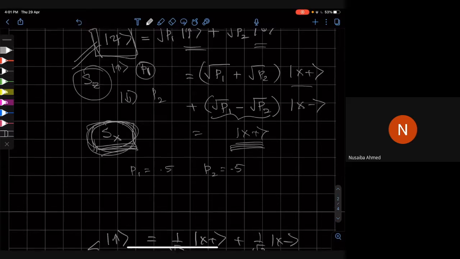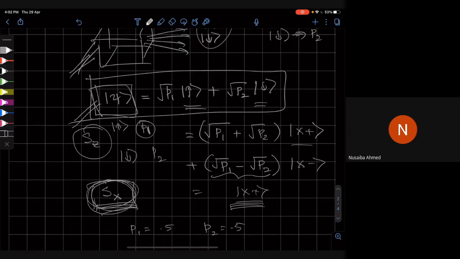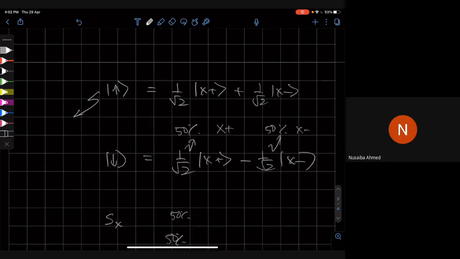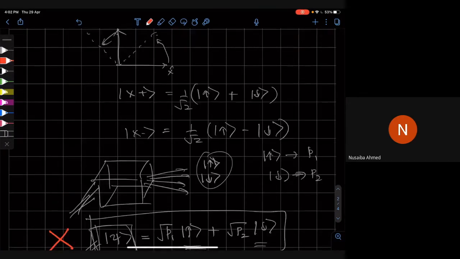Whereas if I were to try to model this situation using this pure state, then I would get 100% spin up. And that's not what I'm getting in the experiment, right? So we conclude that this is not the right way of modeling this situation.